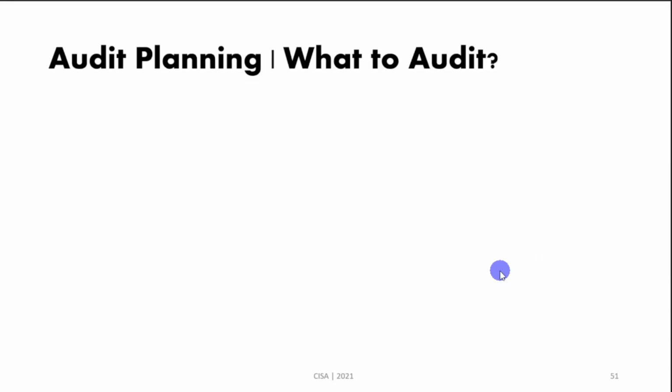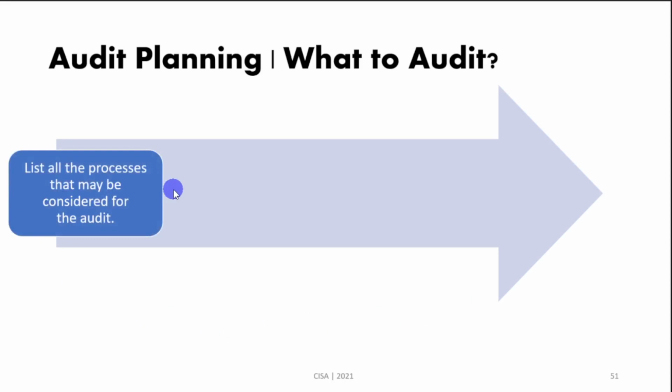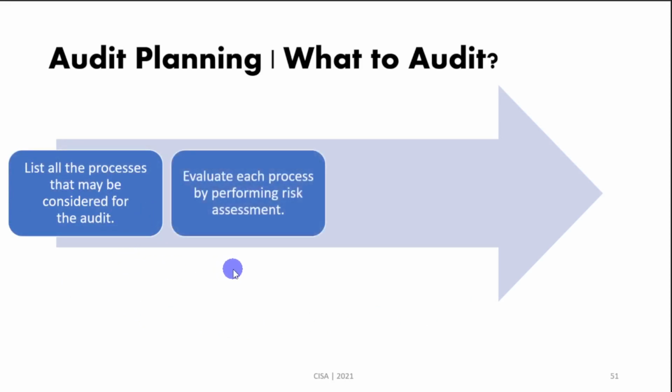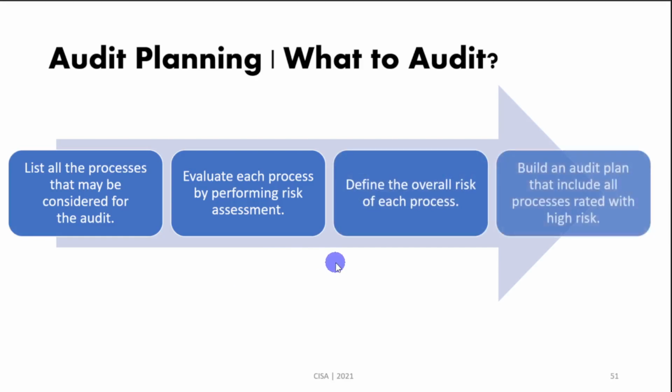So in audit planning, the first thing that we need to discuss is what to audit. And I believe we discussed that in the context of the last slide when we said that we are doing a risk assessment. So you first list all processes that may be considered for an audit. You evaluate each process by performing a risk assessment, and you define the overall risk of each process. Last but not least, build your audit plan to include the processes rated with the highest risk.